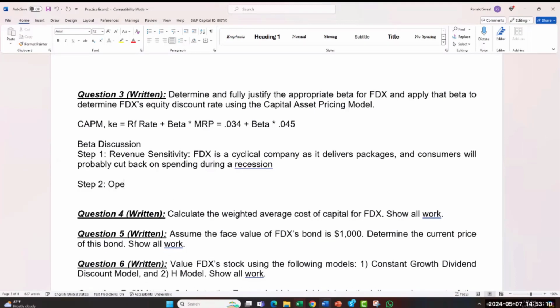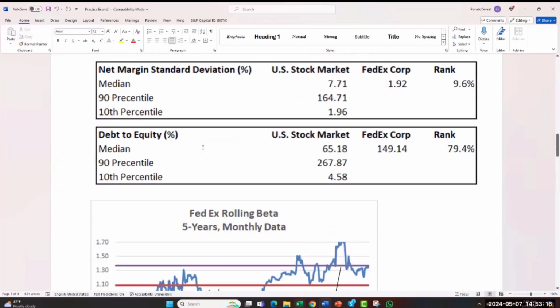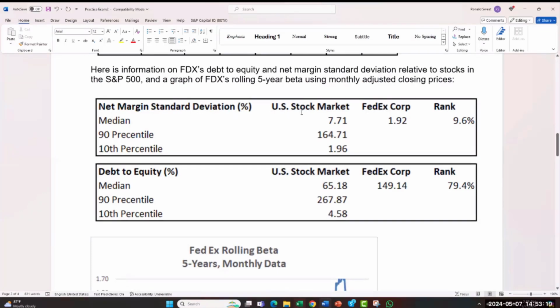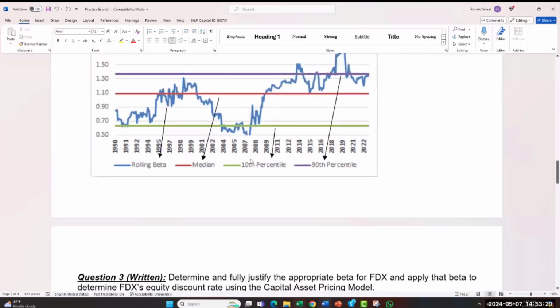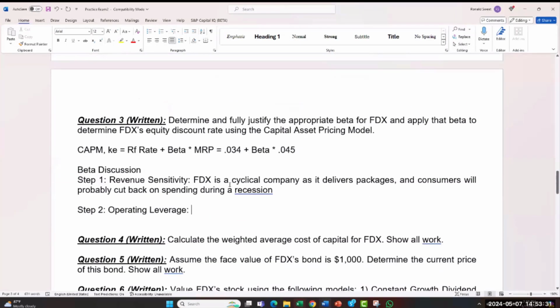Step 2 is operating leverage. Really all I'm looking at here is how volatile their margins are. So the typical stock has a standard deviation of margin of 7.71. FedEx is only 1.92. So, all right, here you might end up with a beta above 1.